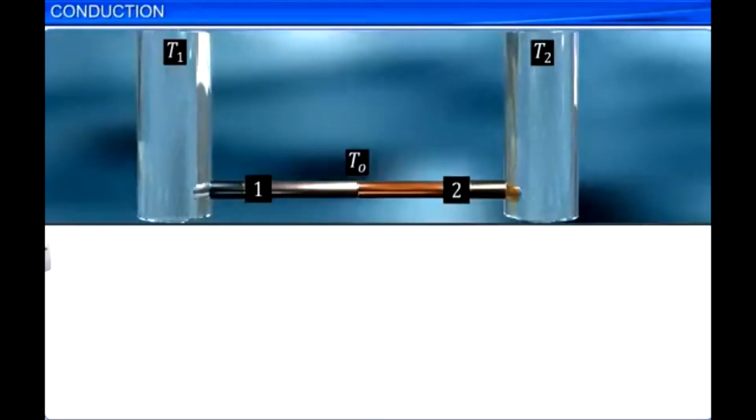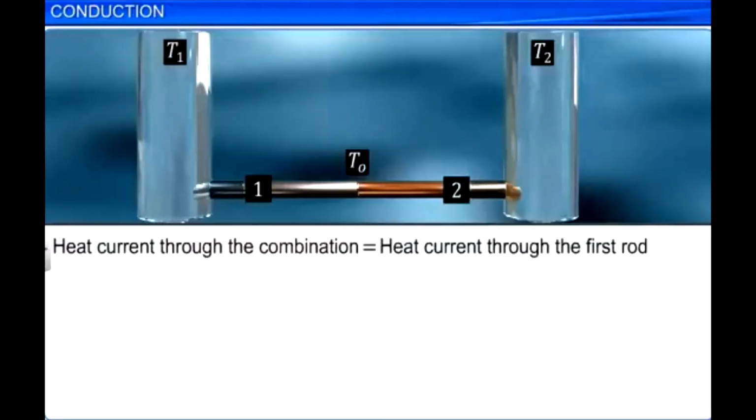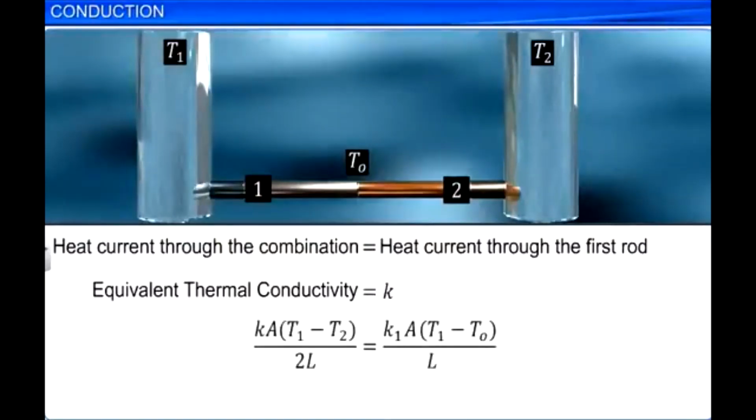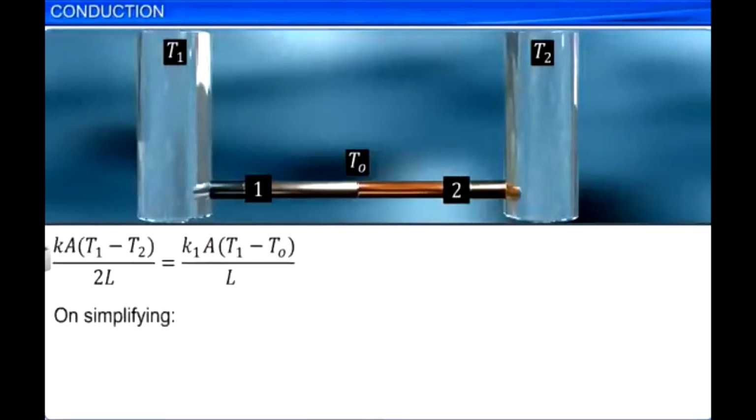Since heat current through the combination is equal to heat current through the first rod, if the equivalent thermal conductivity of the combination of two conductors is K, then we can write KA(T1 - T2)/2L is equal to K1A(T1 - T0)/L. On simplifying, we get K(T1 - T2) is equal to 2K1(T1 - T0).